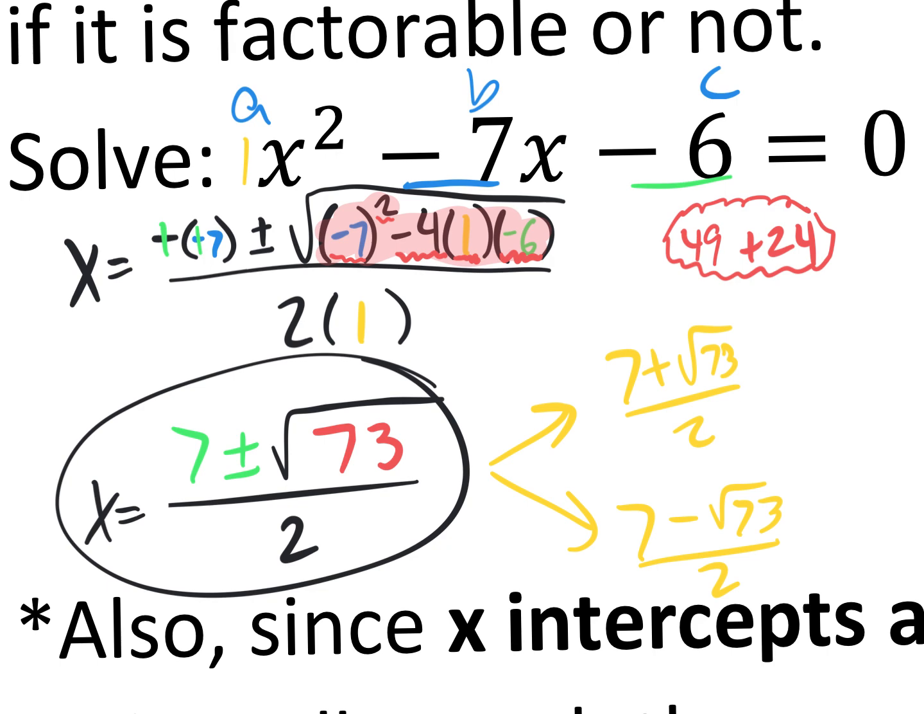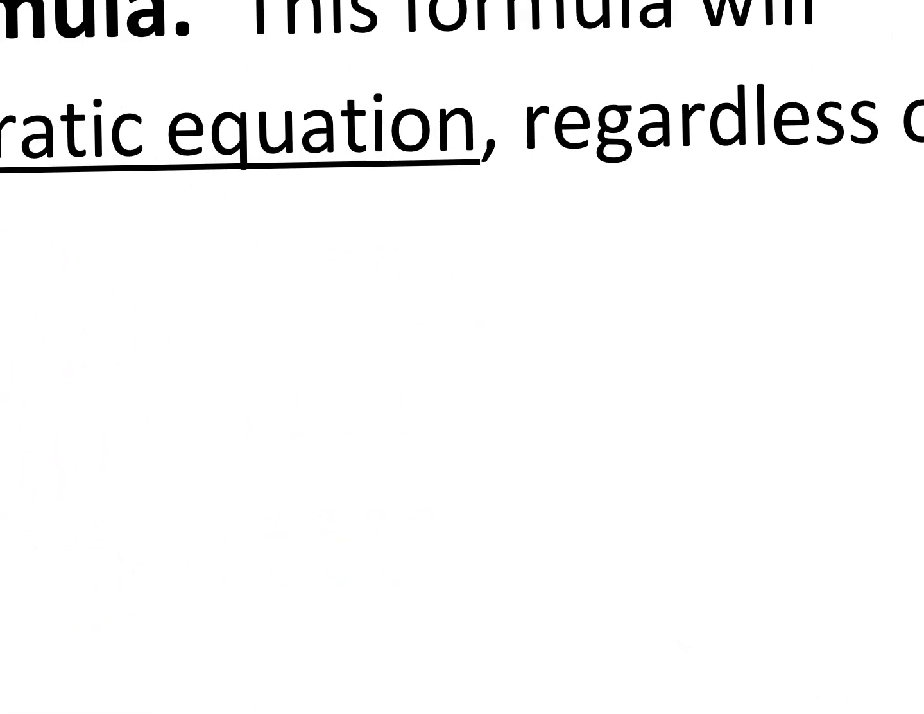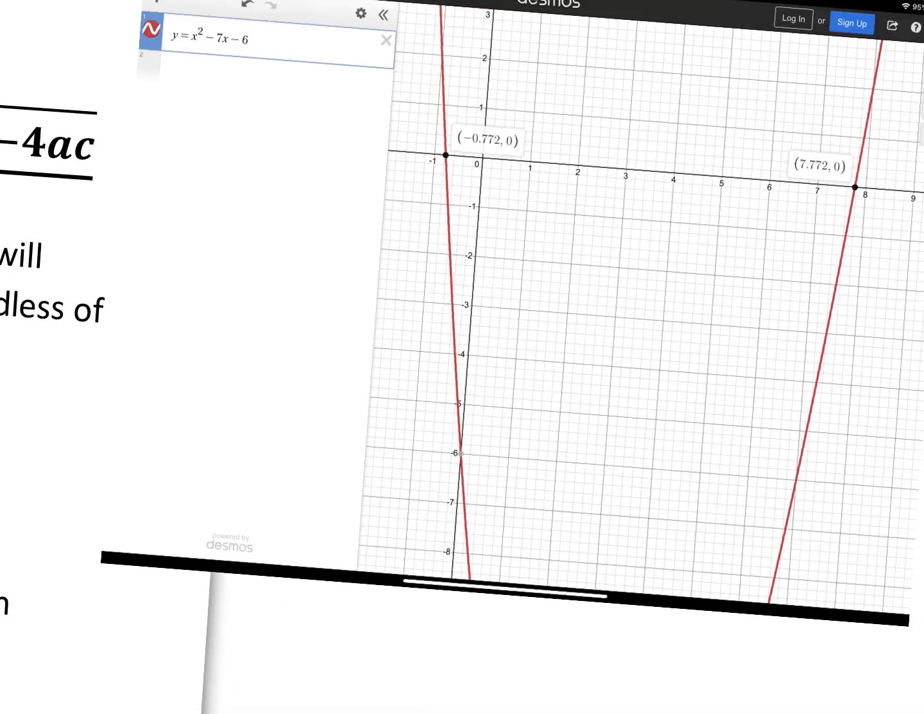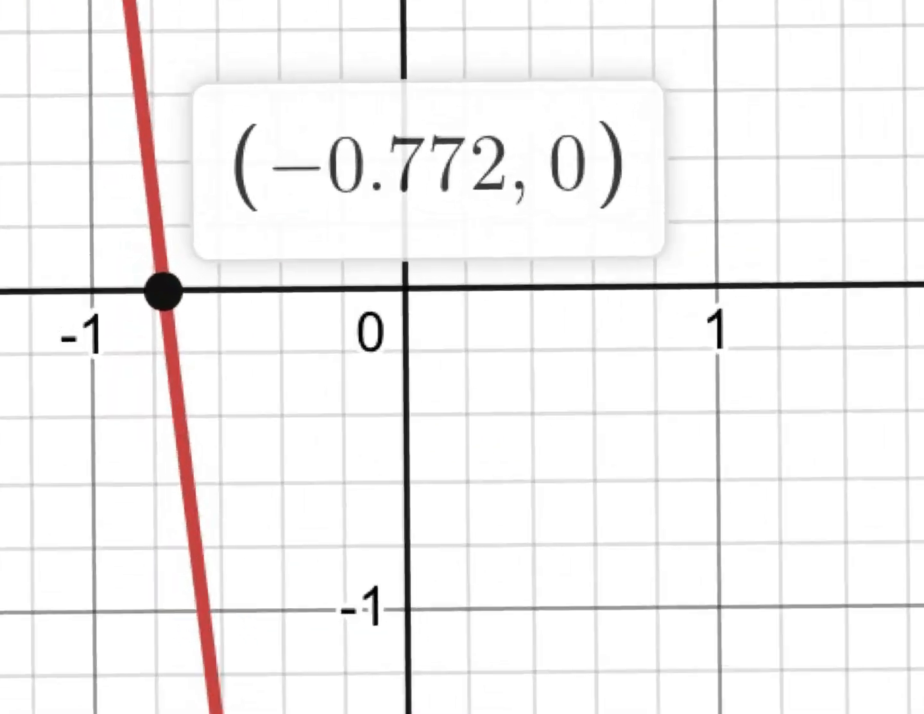Now, we all know that on the calculator, the square root of 73, since it doesn't work out, is a crazy decimal number. It's actually 8.544037445, and it continues forever. I just looked at it on the calculator right now. So if I went 7 plus that crazy decimal divided by 2, it's going to give me a crazy decimal. 7 minus that crazy decimal divided by 2, it's going to give me a different crazy decimal. And guess what those crazy decimals are going to be? They're going to be these crazy decimal values that are the x-intercepts.